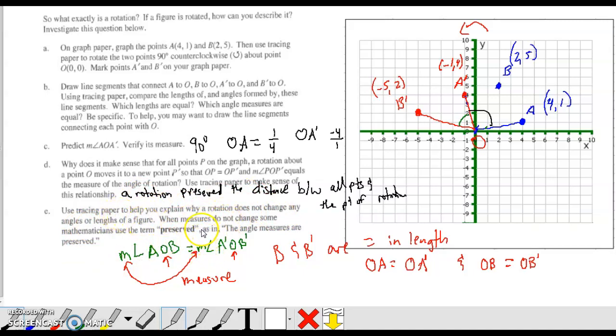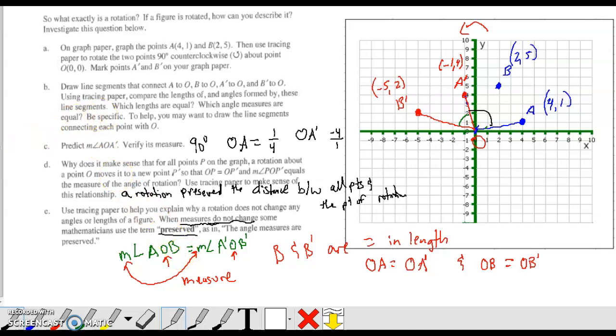So I want you to make sure that you do have this written down in your notes. When measures do not change, we call that preserved, as in the angle measures are preserved. So that's the most important thing. So I don't want to cross that off. I want to make sure that we have that underlined. So the measures do not change, right? They are known as preserved.